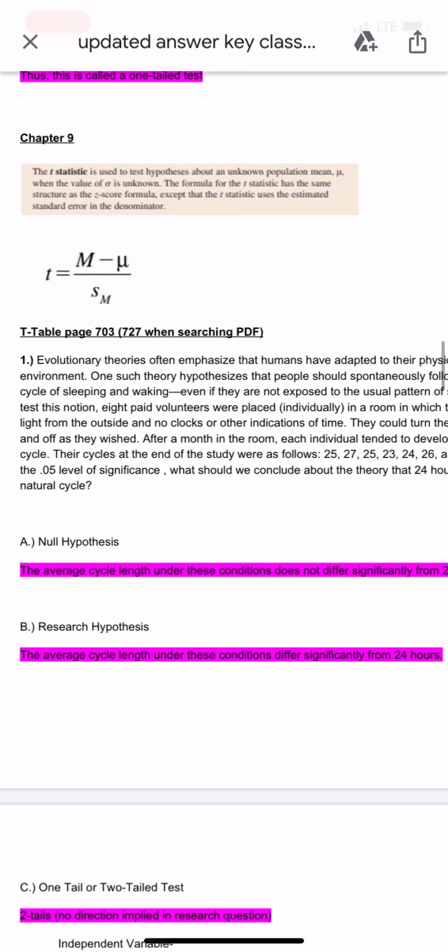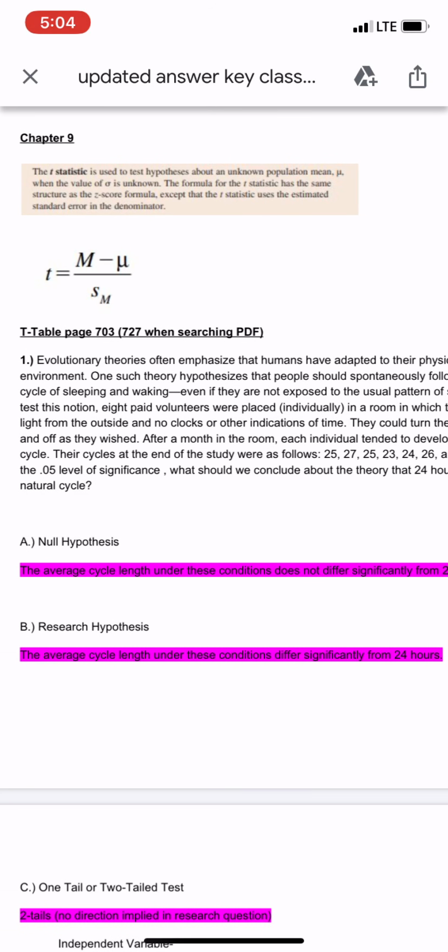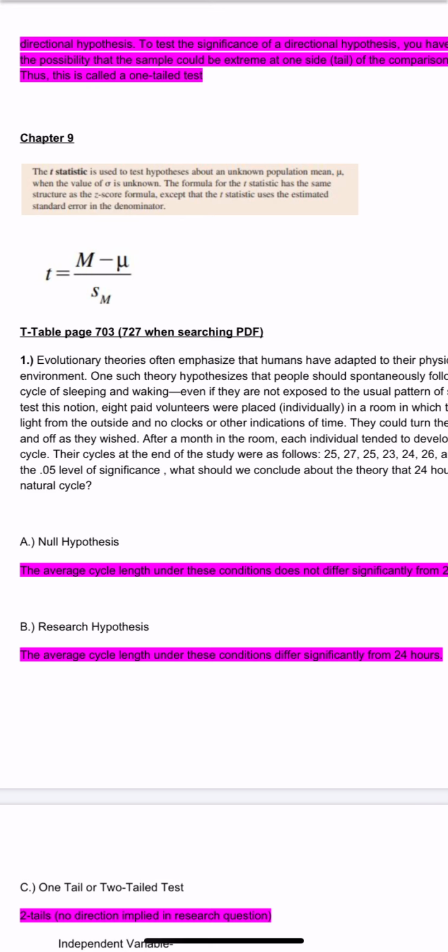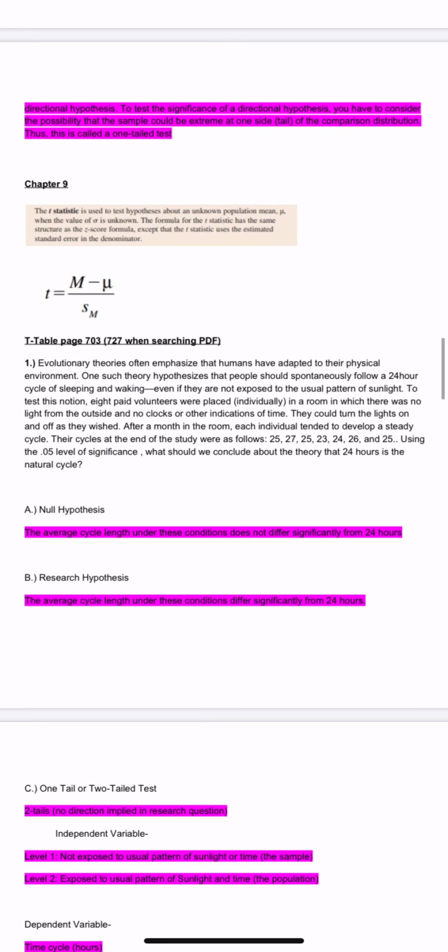So the t statistic is used to hypothesize about an unknown population mean mu when the value of the standard deviation is unknown. All right, so we know when we're doing a single sample t-test in chapter 9, we're always going to be given mu, but we're not going to be given a standard deviation. So we'll be estimating the standard deviation of the population.